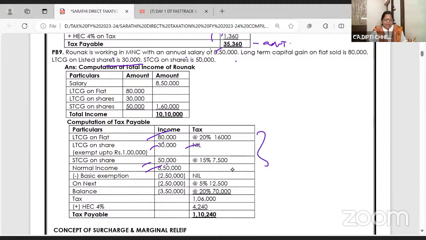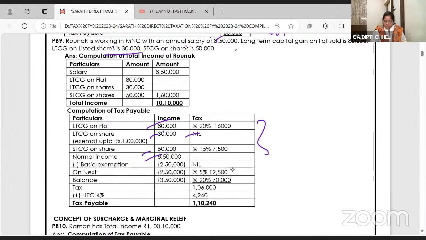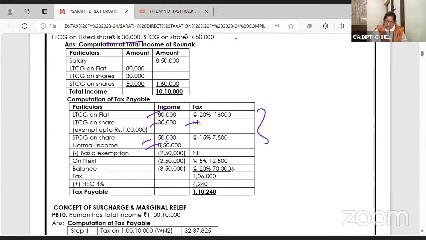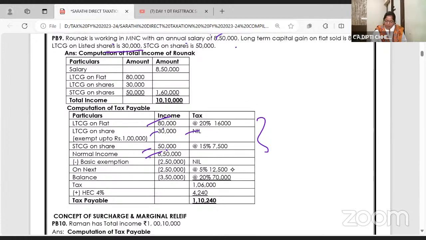So special income, special rates. Normal income, normal tax rates. Is my dialogue clear? Special income, special rates. Normal income, tax rates. Is it clear to all of you or not? Now, what is the balance normal income for Ronak? 8,50,000. So first 2.5 lakh pay nil. Next 2.5 lakh pay 5%. So 5 lakh is covered, and then 5 lakh to 8,50,000, the next 3,50,000, 20%. And on tax.